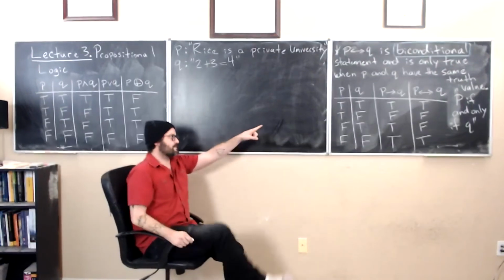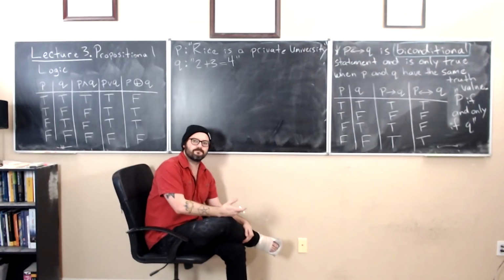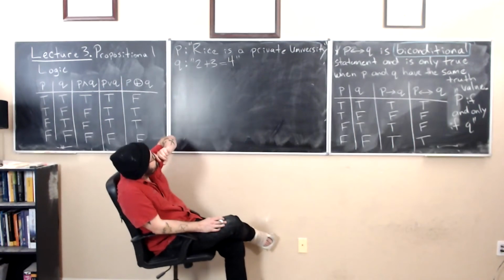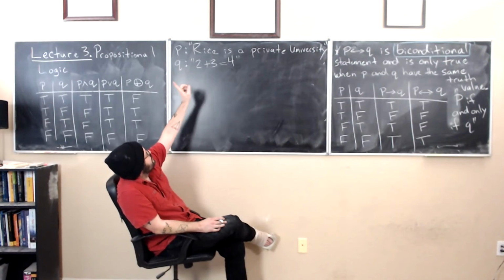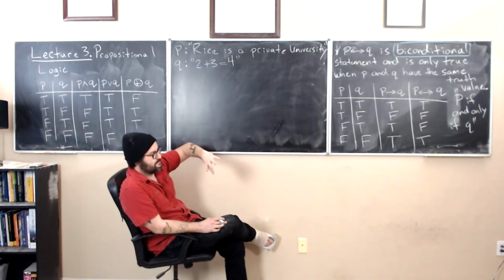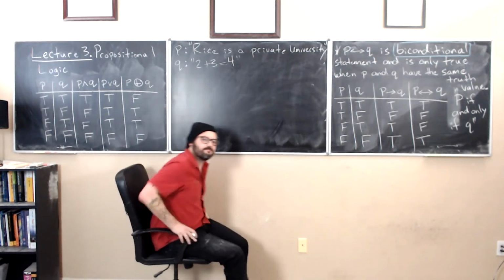So P arrow Q is read if P then Q, right? So let's use that P and that Q. If Rice is a private university, then 2 + 3 is equal to 4. That's false, according to the definition, right? Because P is true and Q is false.